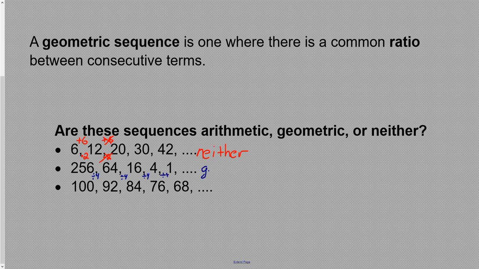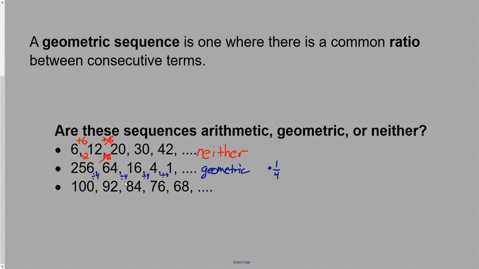This one is geometric because I'm multiplying by the same number every time. We're multiplying by 1/4, which is the same as dividing by 4, but we usually talk about what we multiply by. So we'll call it a ratio of 1/4. Each number is 1/4 of the number that came before it. Okay, so then let's look at the third option.